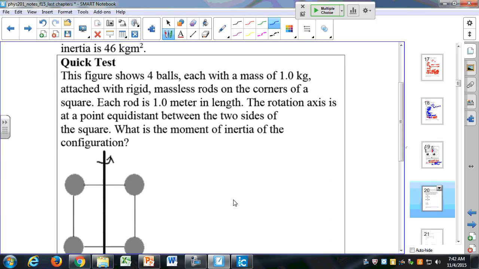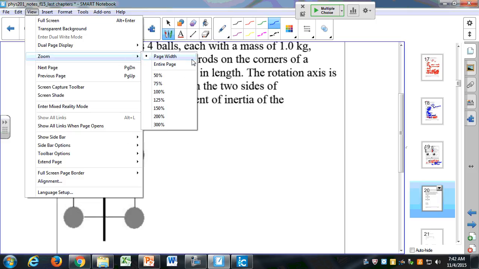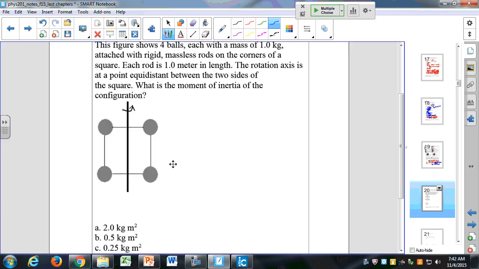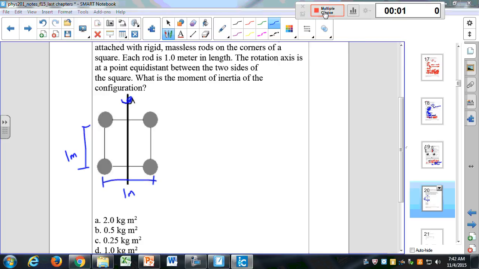Let's try this quick test. Here I have some discrete particles. Remember, with these, you add up the separate moments of inertia. In this, they're separated by massless rods, and each of these rods is 1 meter in length. So they're on the vertices of a square, and it's rotating about this axis. So let's calculate the moment of inertia for this system. Each of them has a mass of 1 kilogram.